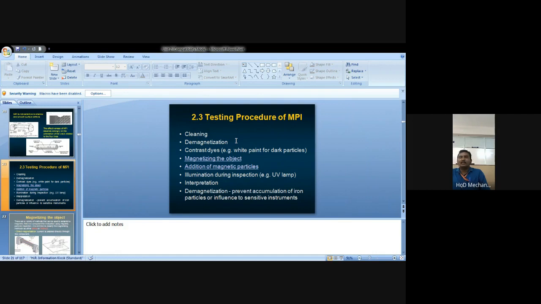Another one is interpretation. And another one is demagnetization. We have to prevent the accumulation of iron particles or influence on sensitive instruments. So after inspection is completed, we have to remove the excess iron particles that accumulate on the surface. So we have to apply the inspection, check it, and afterwards remove the magnetic particles.